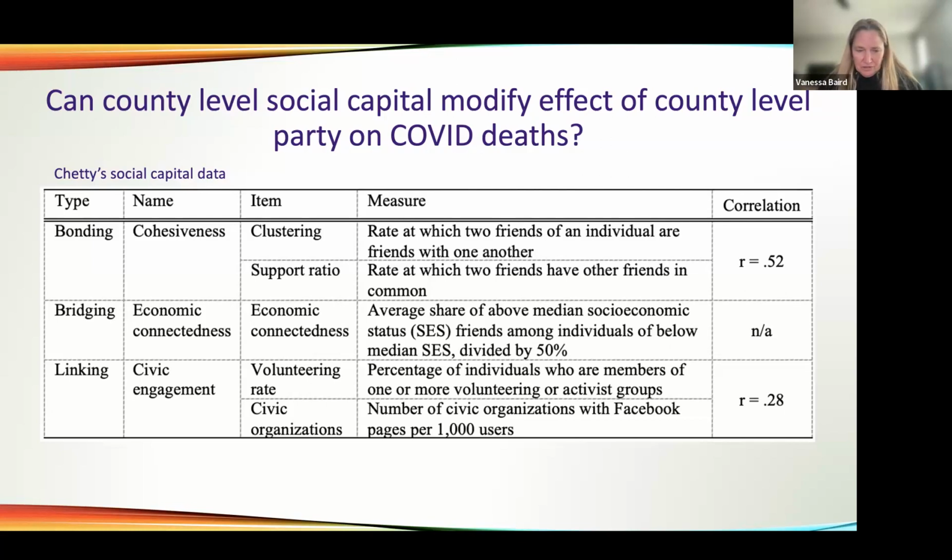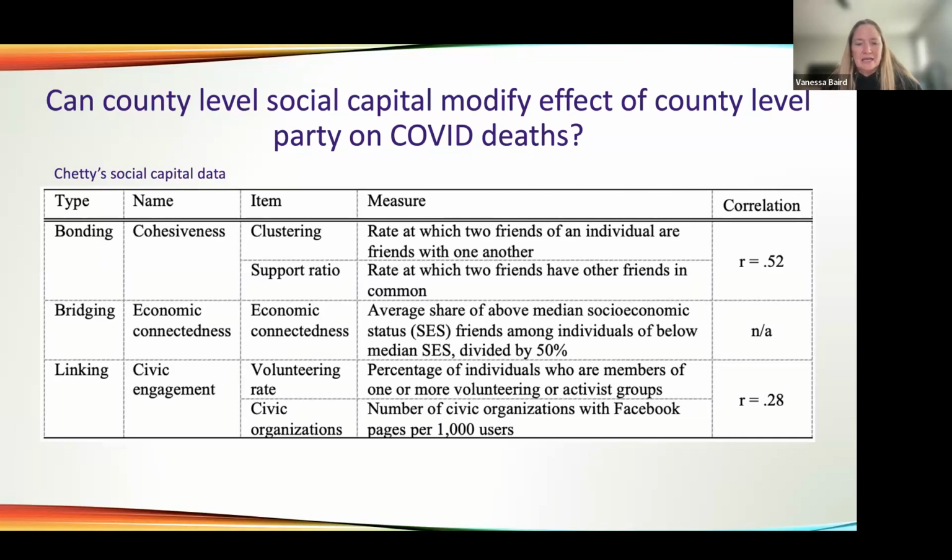Then there's a form of social capital called bridging. To what extent are people friends with people different from them? This is conceptualized or measured as the percent of friendships that poor people have with rich people. Like, to what extent are there friendships that cross socioeconomic classes? That is called economic connectedness, and she calls that bridging social capital.